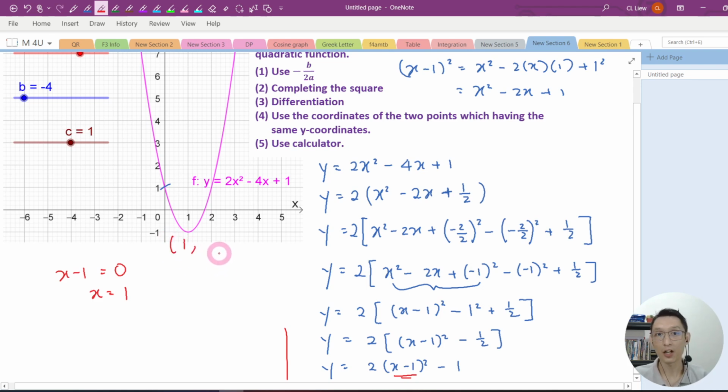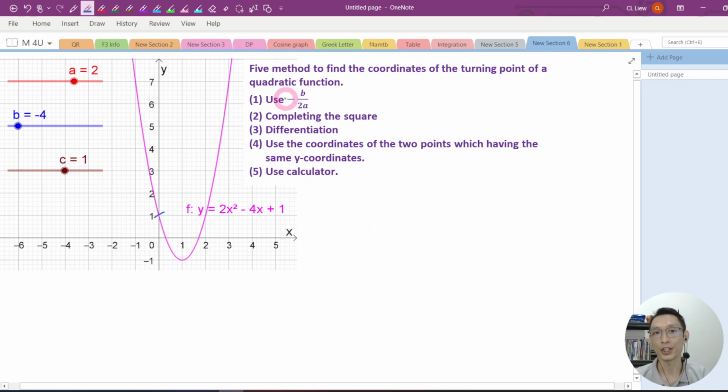And how do we get the y coordinate? Just refer here. So this is negative 1. It means that the y coordinate for the turning point is negative 1. Now this is how we use completing the square to help us get the coordinate of the turning point. I think it's quite complicated, right? So normally we do not like to use this method, but if the question asks you to do so, then you have to follow.